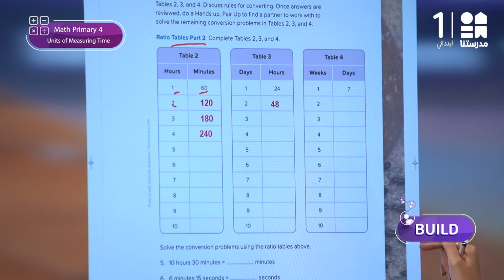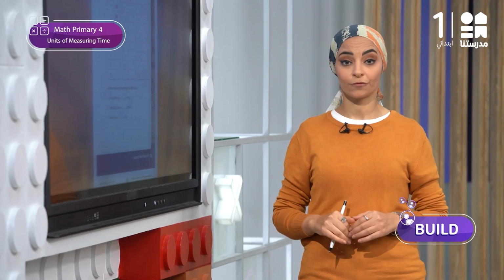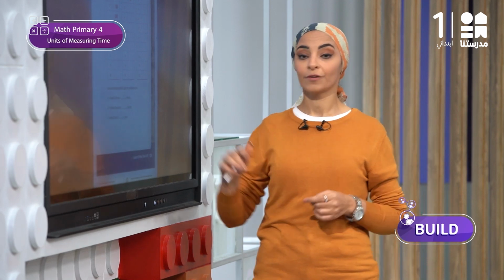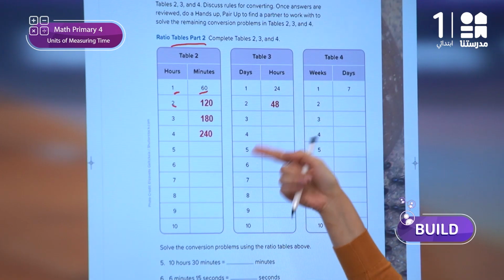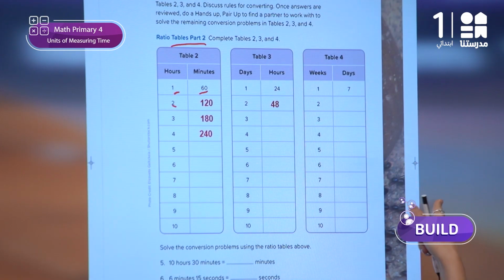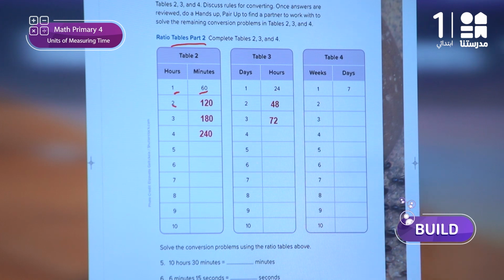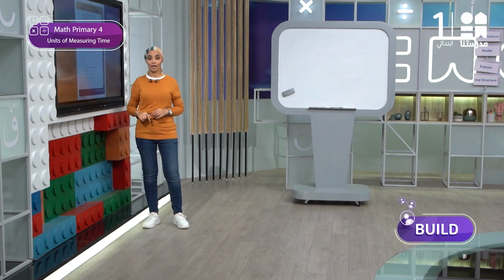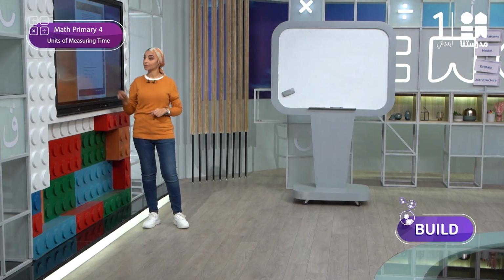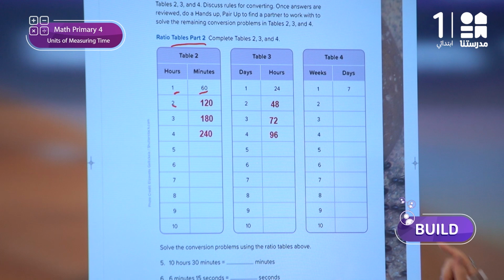Okay? يبقى 24 plus 24 gives me 48. وكل مرة هزود 24. So we have here 3 days. I will add 24 hours to be 72 hours. What about 4 days? Yes. 4 days, I will add again 24 hours to be, as you see here, 96. And then each time I will add 24 hours.